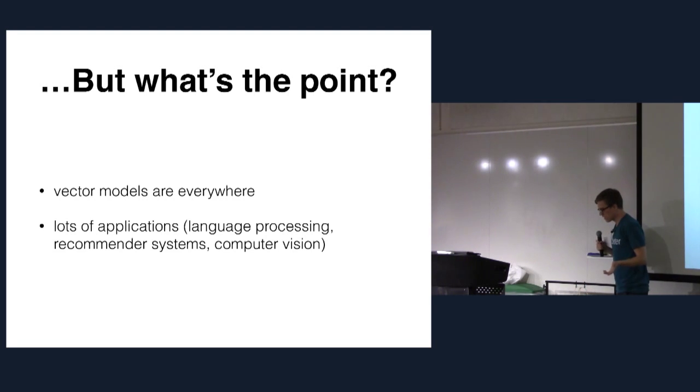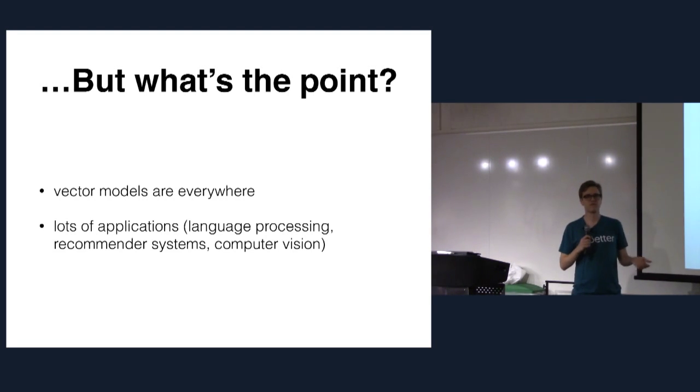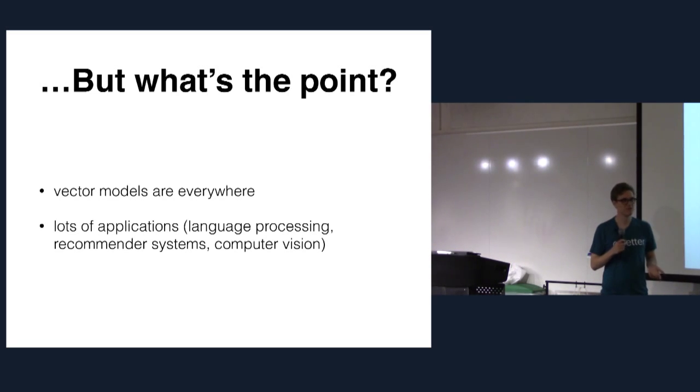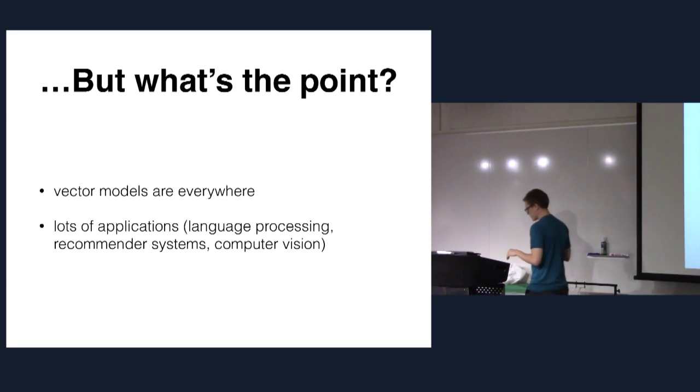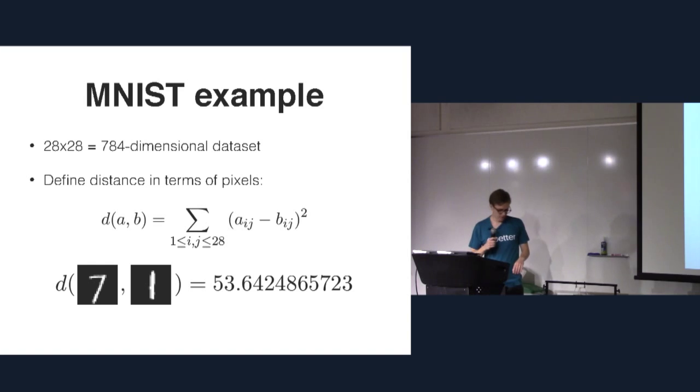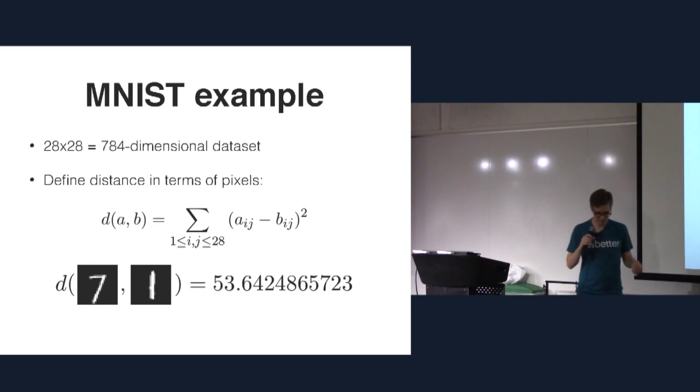What I'm arguing is that vector models are awesome. And as soon as you have a vector model, you have a bunch of points in some space, and you want to search for nearest neighbors in this space. So let's talk about some vector models. I'm going to start with a super simple example.